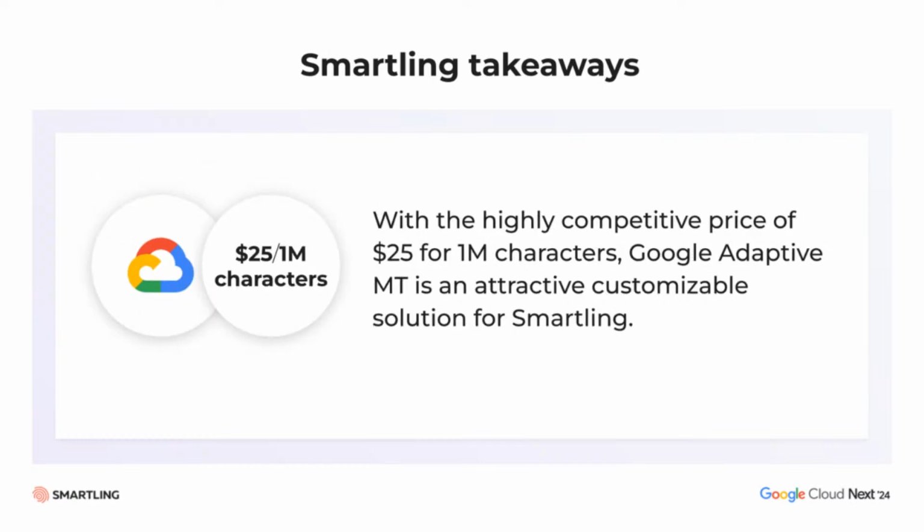And especially when you look again, Sarah spoke about the ROI and making sure that you are making the best investment and get the best ROI for your money. Obviously, with a highly competitive price of just $25 for a million characters, it's a very attractive, customizable solution for Smartling. Some of our customers would come in with no training data, and that's where we would use other applications, such as inserting glossary terms over a generic Google model. But when we have any training data, then obviously that's the optimal way for us to use fine-tuned models in our translation process. Next slide, please.